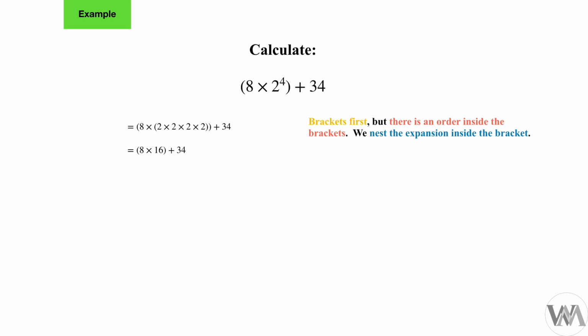We still have a bracket, we still have 8 times 16. We've just completed the orders inside of the bracket. Now we need to multiply the original 8 with that result. So now we do brackets and multiplication, and we are going to get 128 plus 34. Since the brackets are now eliminated, there's no more orders, and there is no multiplication or division, we can now just do the basic addition, and we're going to get to our answer, which is 162.